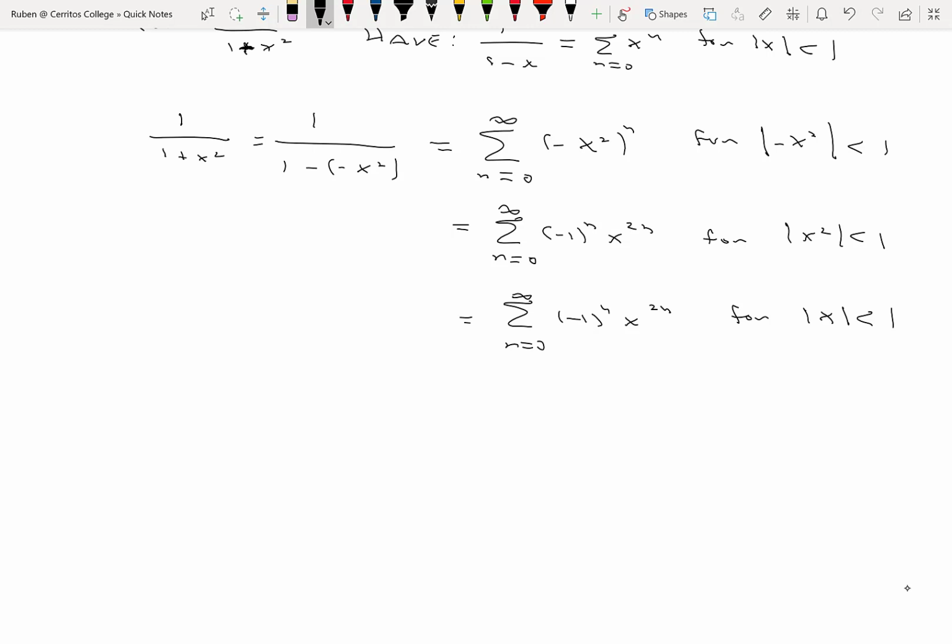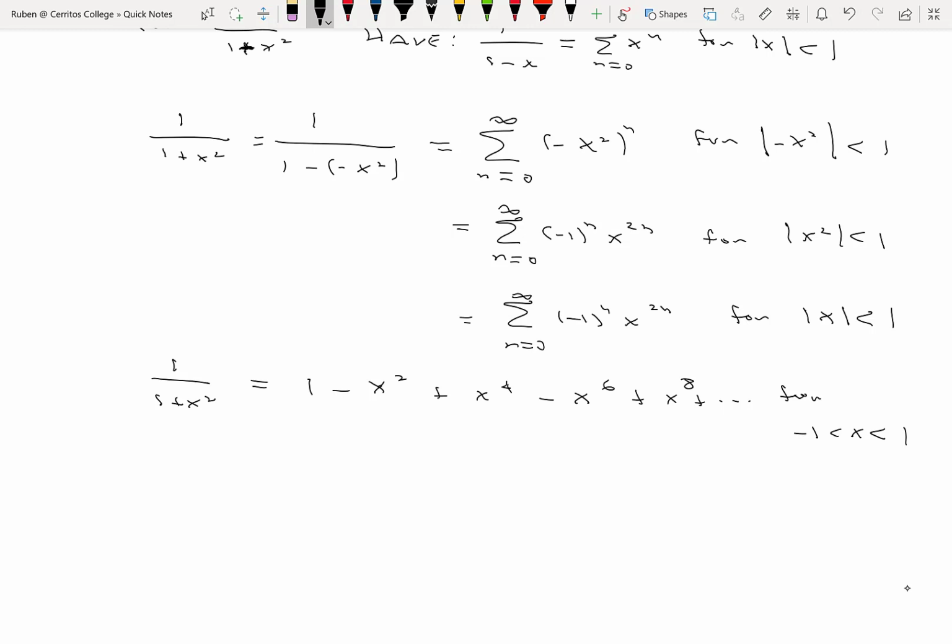So what does that mean? 1 over 1 plus x squared. Let's write out a few terms. When n equals 0, I get 1. Negative 1 to the 0 is 1. X to the 0 is 1. When n equals 1, I get minus x squared. When n equals 2, I get plus x to the 4th. N equals 3, minus x to the 6th, plus x to the 8th, plus dot, dot, dot. As long as x is between negative 1 and 1. So for absolute value of x less than 1.